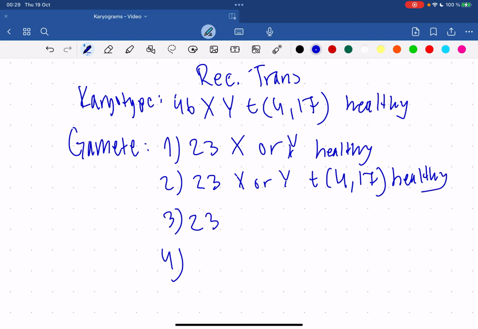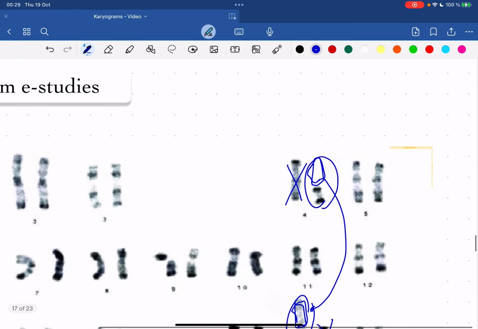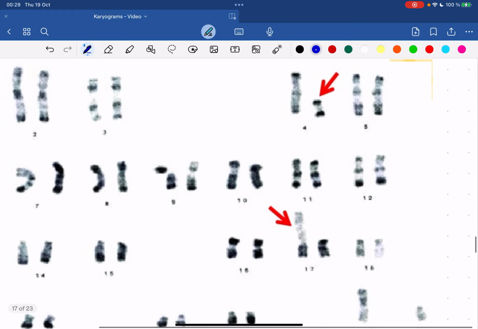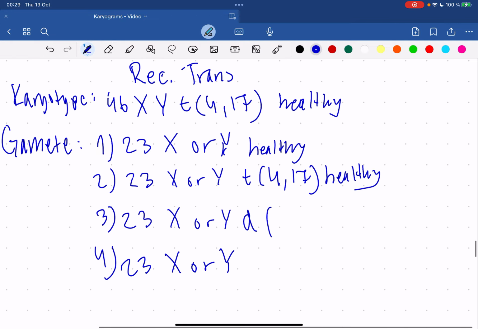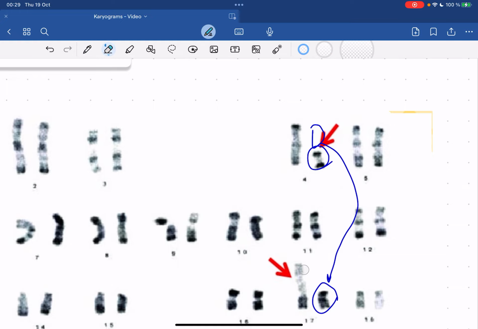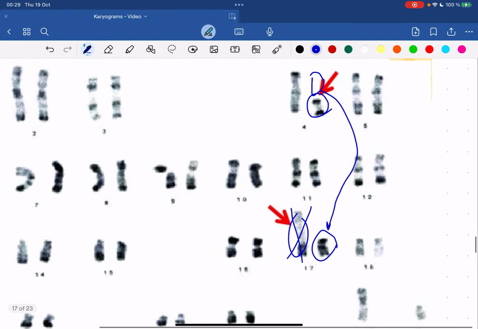So next one would be X or Y. Actually, both of these would be 23X or Y. And here it would be that you're picking one abnormal and one normal. So in this case, you would be picking this, which is the abnormal one, and this, which would be the normal one. So in our case, that would be deletion. So deletion in number 4, because we have deleted this, and it hasn't migrated here. It actually migrated here, but we have not picked this chromosome. So therefore, it's just a simple deletion.